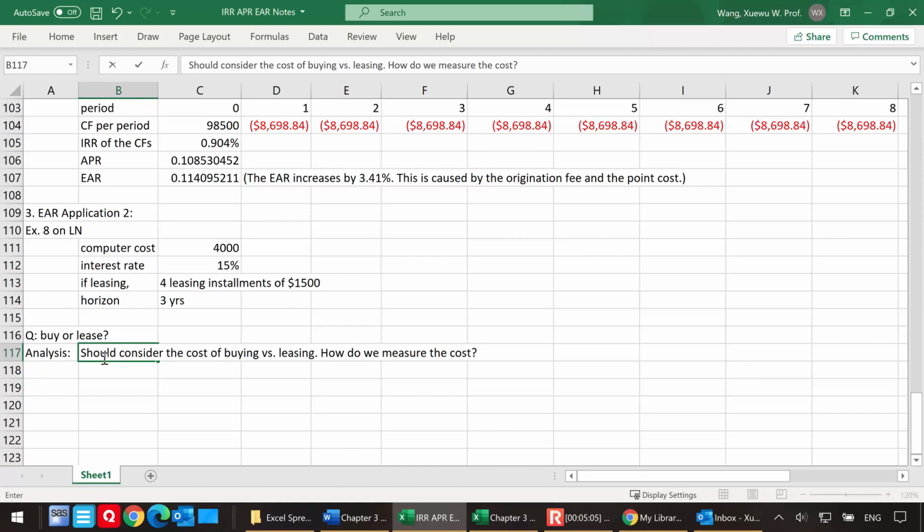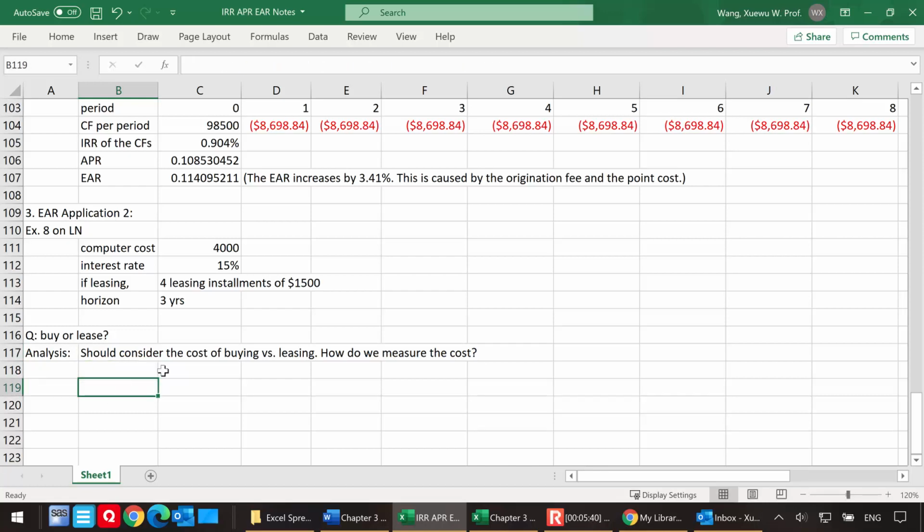Some of you may immediately realize that this is a little similar to the mortgage analysis, because in that application we were measuring the cost of mortgages by using EAR. So the thought is, can we also measure the cost of buying or leasing by EAR? If so, we can calculate the EAR for buying and the EAR for leasing, and then decide. That is exactly what we're going to do next.